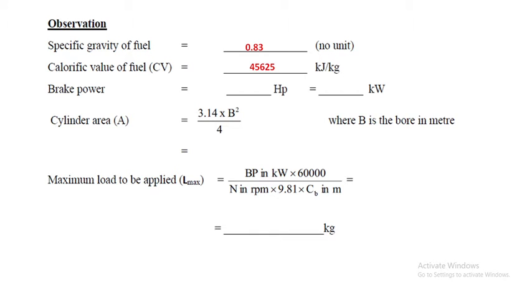Then brake power. For brake power, you have to check the specification of the engine. On the name board itself, the brake power is clearly mentioned. If it is 5 HP, 1 HP is equal to 746 watts. You can convert 5 HP in terms of kilowatt. It is 3.75 kilowatt.